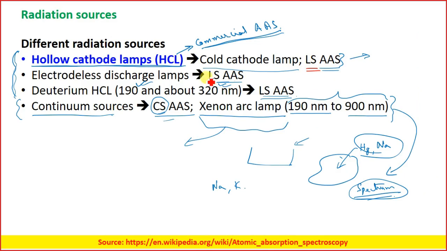So, for line sources in AAS, we use the hollow cathode lamp, the electrodeless discharge lamp, and the deuterium hollow cathode lamp. And for a continuous source, we have the xenon arc lamp. Okay, these are mainly used for quantitative analysis of the ions. You can do qualitative analysis, but that will be quite restricted because you will not get the full spectrum. Okay.